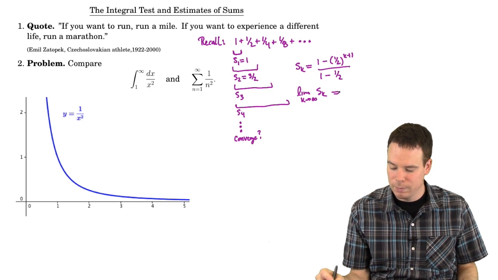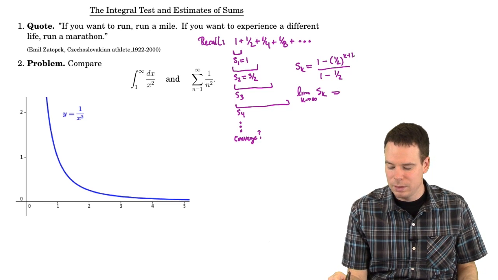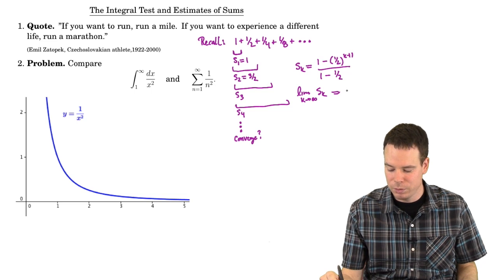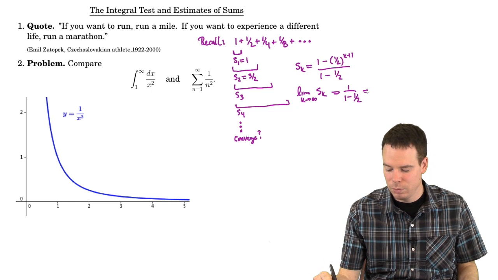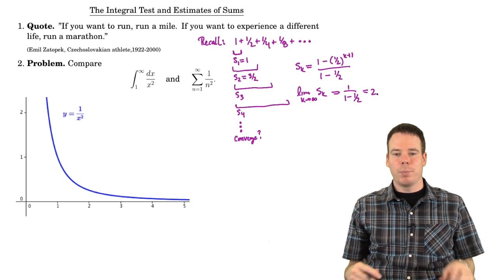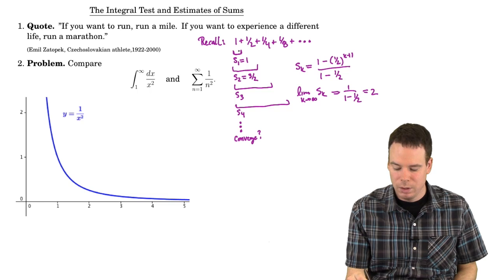And in this case, 1/2 raised to the k plus 1, as k goes to infinity, since 1/2 is smaller than 1, these things get smaller and smaller, so that goes to 0. So this approaches 1 over 1 minus 1/2, which is equal to 2. So our partial sums get closer to 2.